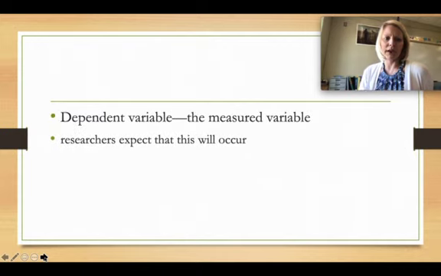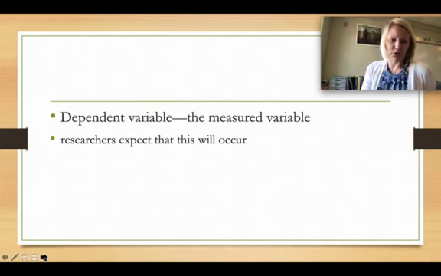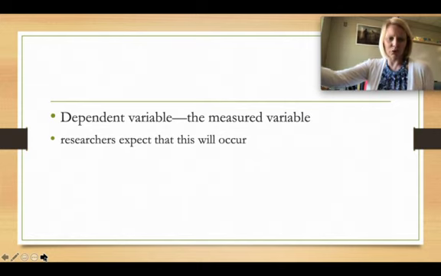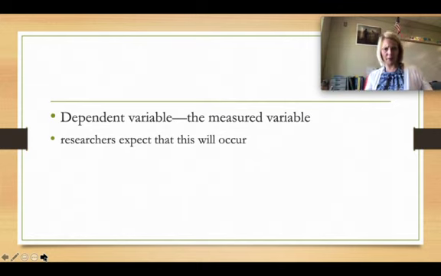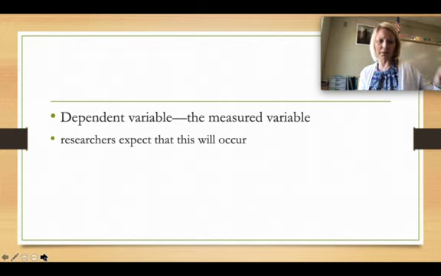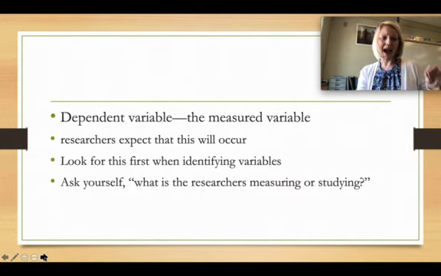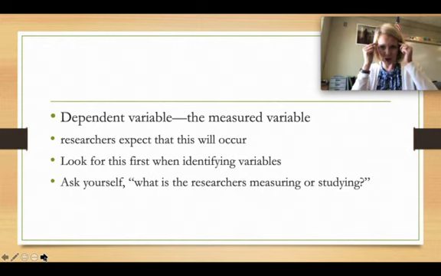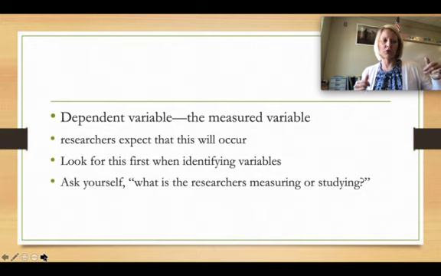So how I want you to look at this is look for the dependent variable. Look for this first. Researchers think that this is what's going to occur. They don't know, they just have this hypothesis, right? They're going to test a theory. So the dependent variable is the measured variable. And so ask yourself, whenever you're looking at any research, experiment, case study, whatever it happens to be, what is the researcher measuring or studying? Ask yourself that question first. What is the researcher trying to find out? And look for that first.